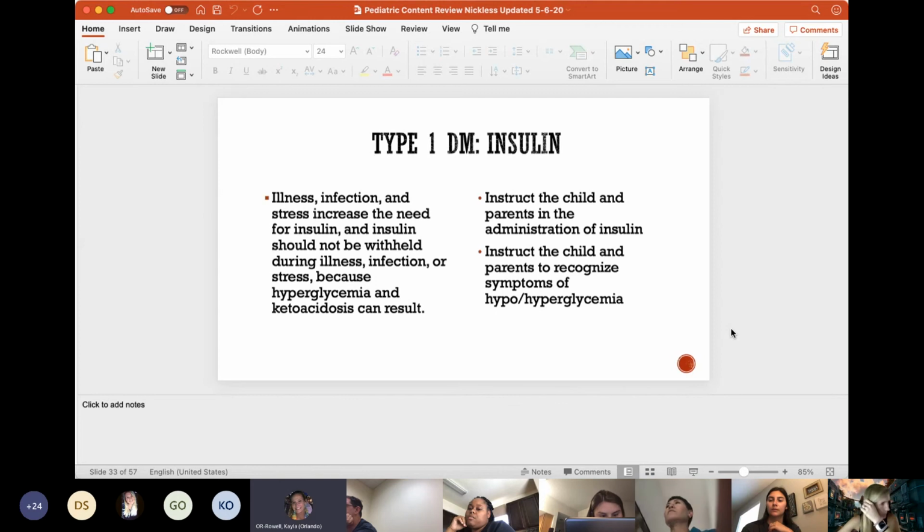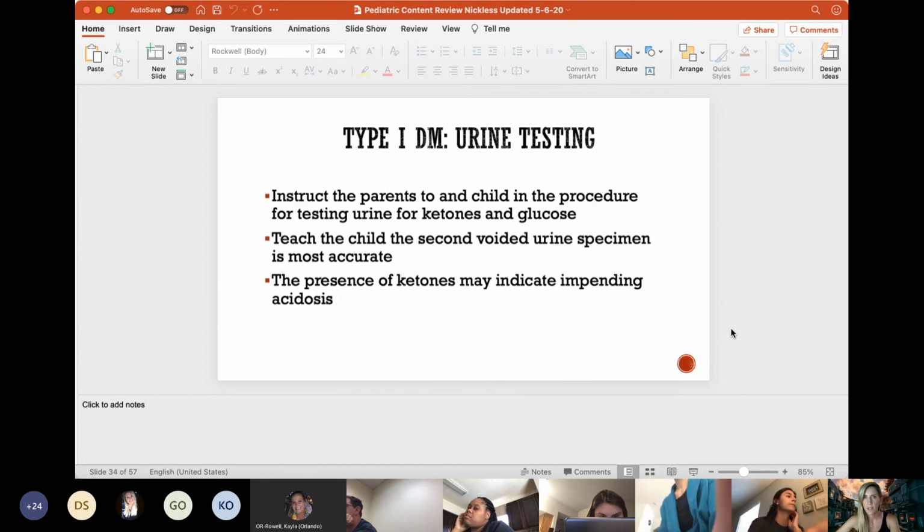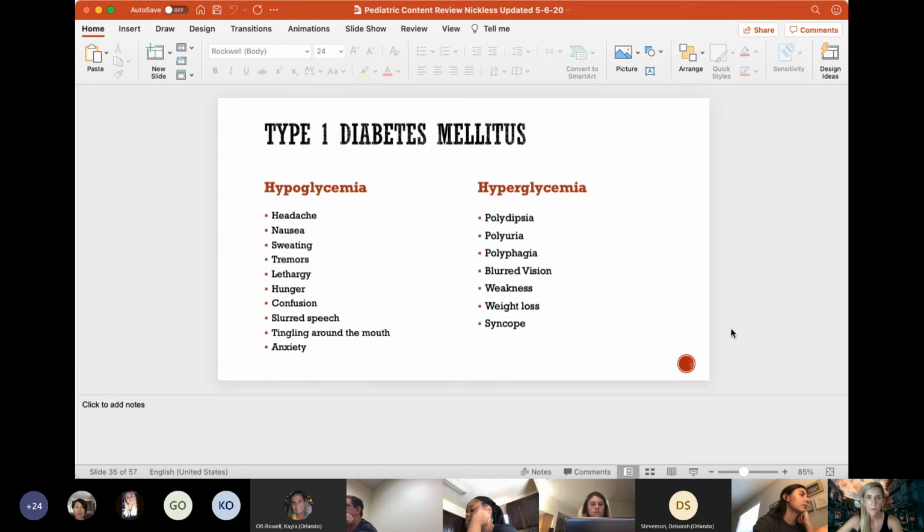Polydipsia, polyphagia, polyuria. Yep, all those main signs. They're going to be very anxious. They'll have that fruity breath, etc. Okay. So remember too that if they are sick and they're having to do more insulin, we're going to be checking their urine. If someone comes in DKA, every single time they pee, we're checking their urine to check those ketones, okay? And ketones are a sign of acidosis, so we have to be careful about that.